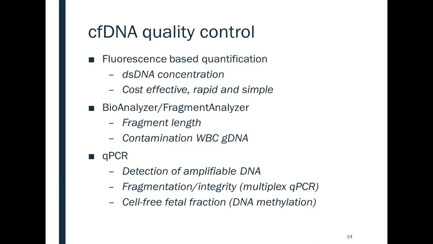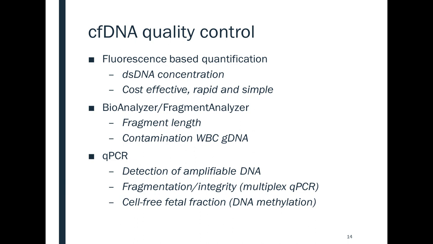To establish a quality control for cell-free DNA samples, you have to consider the cell-free DNA characteristics: low concentration and short fragments. For quantification of cell-free DNA, you could use fluorescence-based methods like Qubit or an equivalent technique. Please do not use absorption methods. They are not sensitive enough. This fluorescent dye intercalates in double-stranded DNA, and the procedure is cost-effective, rapid, and simple.